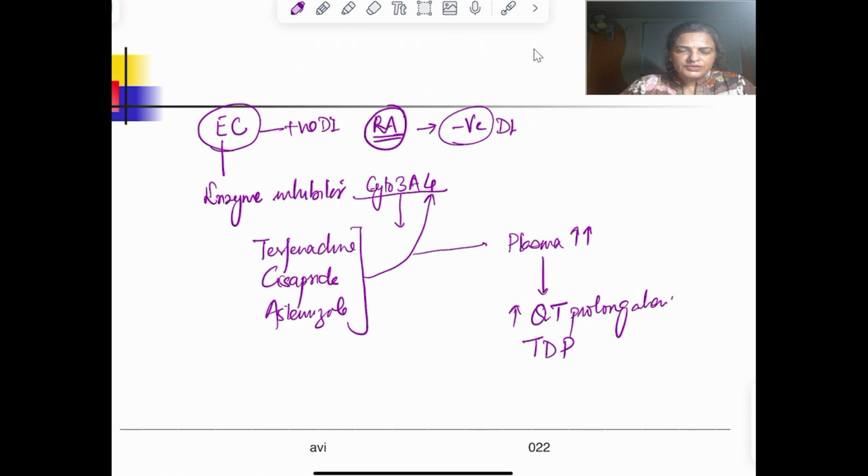This is an important drug interaction which is shown by erythromycin and clarithromycin, but not with roxithromycin and azithromycin. That's all about the macrolides.